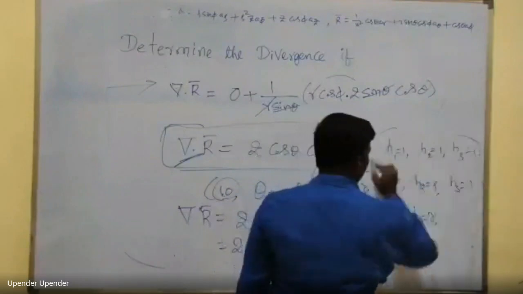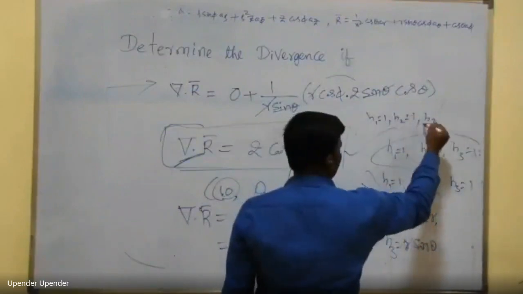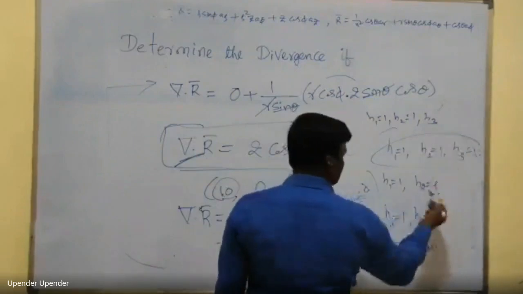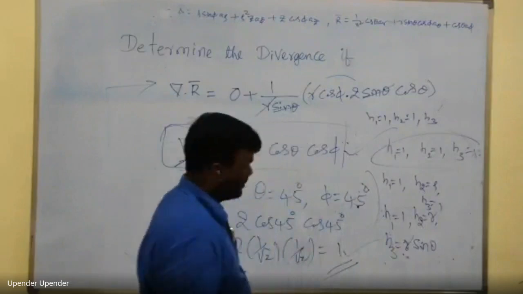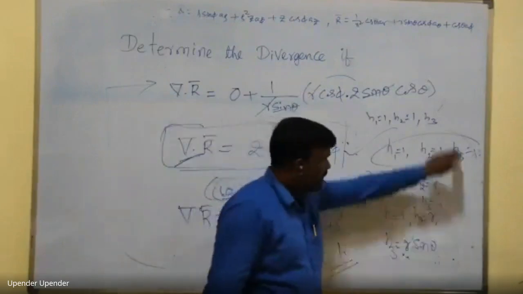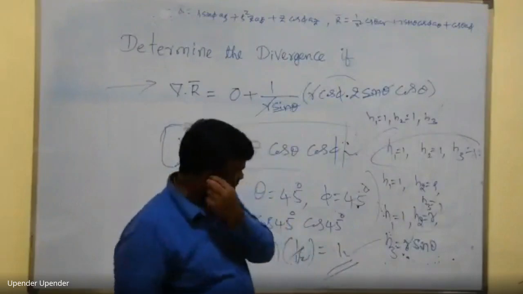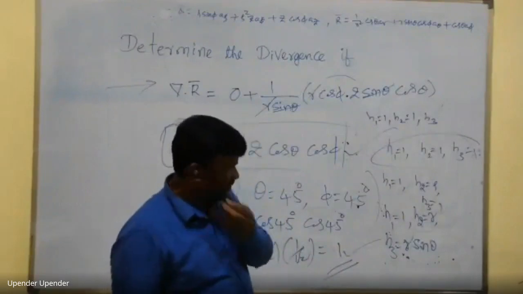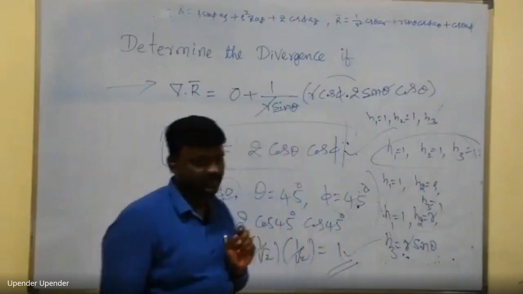Here I am writing h1 equal to 1, h2 equal to 1, h3 also 1. If you want to know how we got these values, please refer to the concept of differential elements in different coordinate systems.